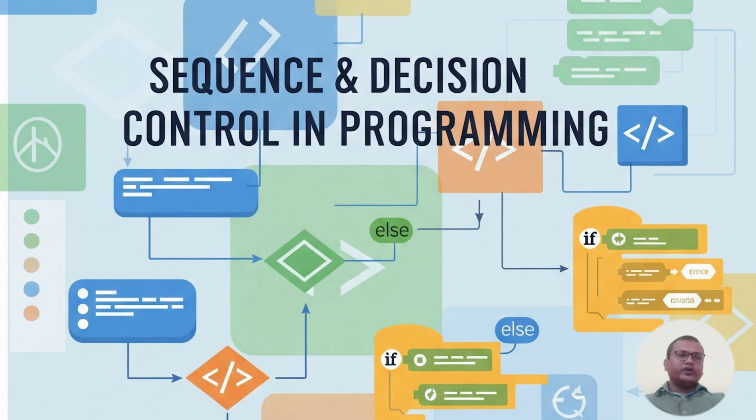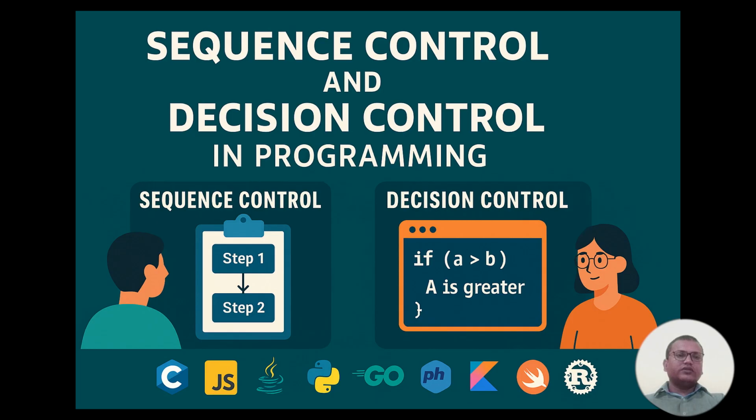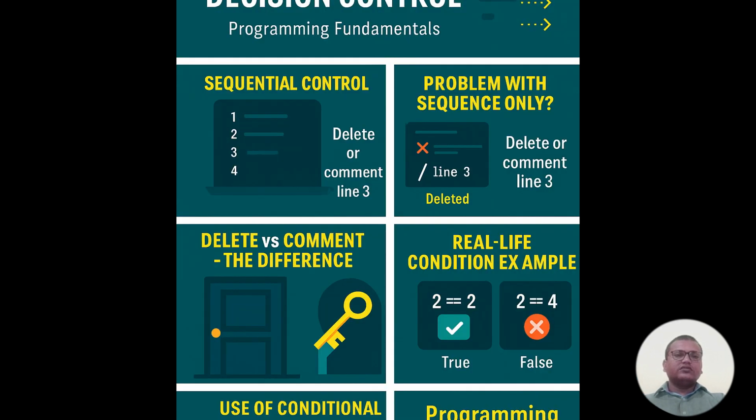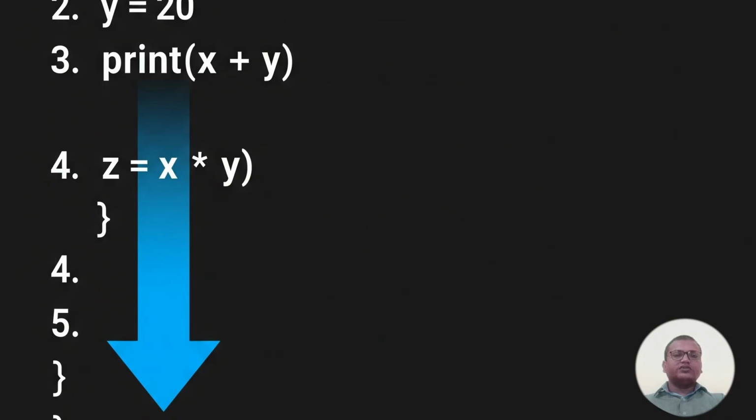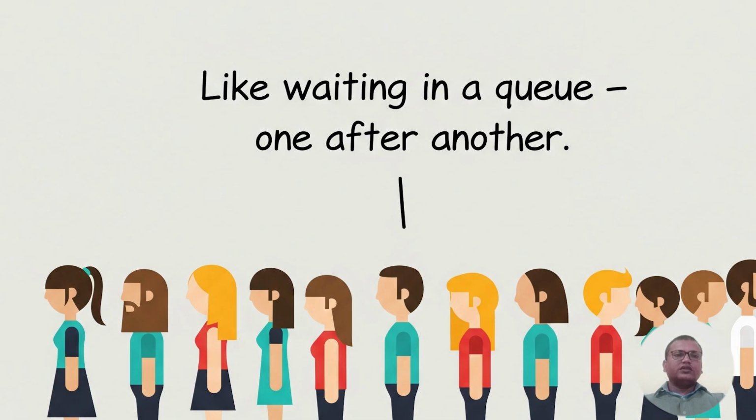In previous videos, we explored the basic building blocks common across all programming languages. Now, let's dive into a fundamental concept: sequence and decision control, essential in every modern programming language. When you write a simple program where instructions are executed one after another, that's sequential control. Each line runs in the order it appears.